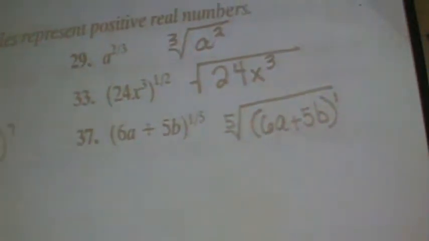Okay, the next set. These ones you're going to simplify. 41. A squared. If you rewrite these in exponential form, sometimes it's easier. So a squared, the index is 2. So 2 over 2 is 1. So it's a to the 1st power.